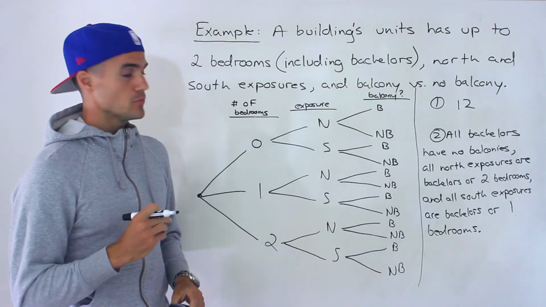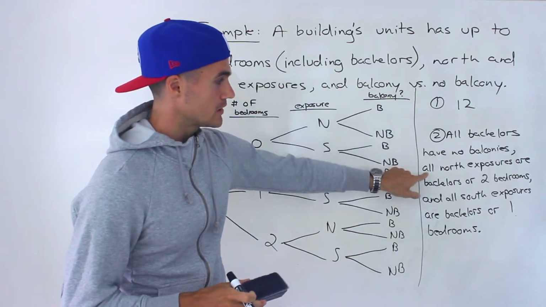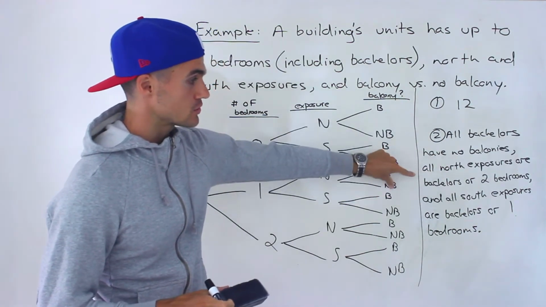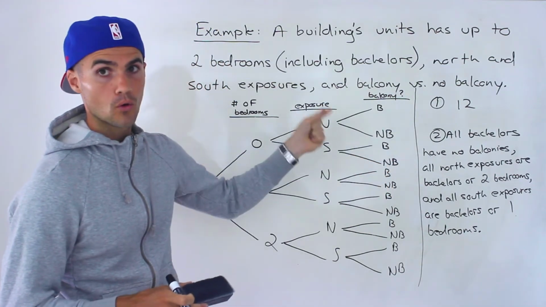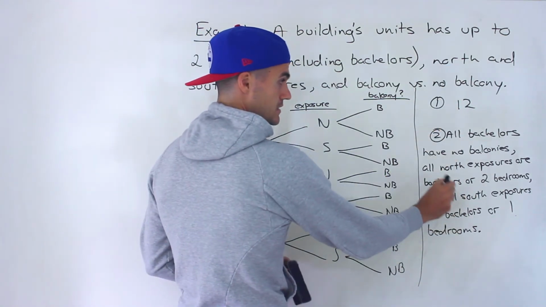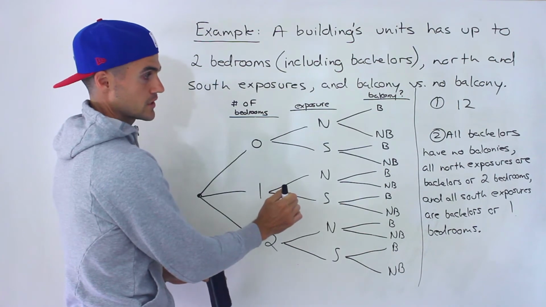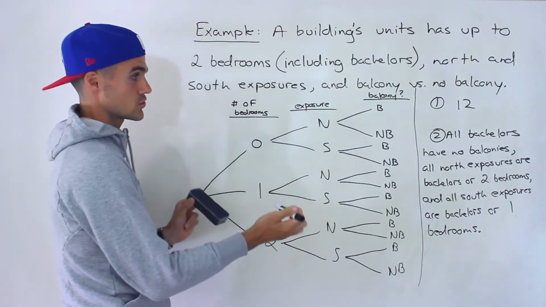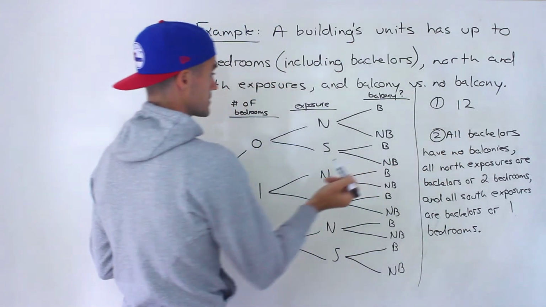And then moving on to number 2, we're told all bachelors have no balconies, all north exposures are bachelors or 2 bedrooms, and then all south exposures are bachelors or 1 bedroom. So let's go through this list here. You've got to read it very carefully and then see what happens in the tree diagram. How would we adjust the tree diagram? So all bachelors have no balconies.